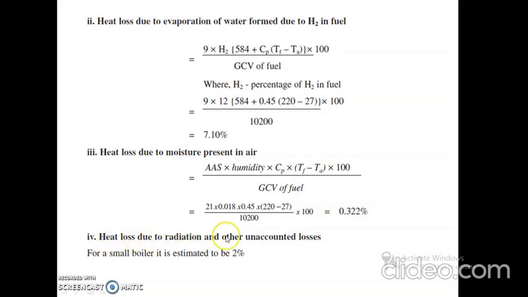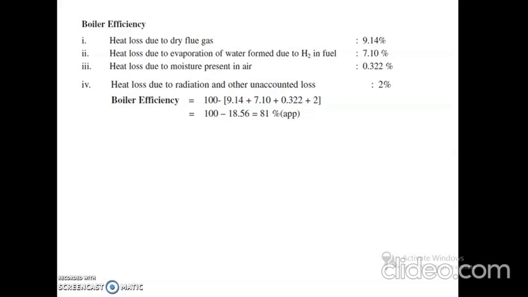And finally, heat loss due to radiation and other unaccounted losses, for a smaller boiler, is estimated to be 2%. You can take 2 to 4% as the heat loss due to radiation and unaccounted losses. So finally, the heat loss due to dry flue gases that we calculated is 9.1%, heat loss due to evaporation of water formed is 7.1%, heat loss due to moisture present is 0.322%, and heat loss due to radiation and unaccounted losses, by thumb rule, you can take as 2%. After substituting these values, you can find that the efficiency comes to be 81%.